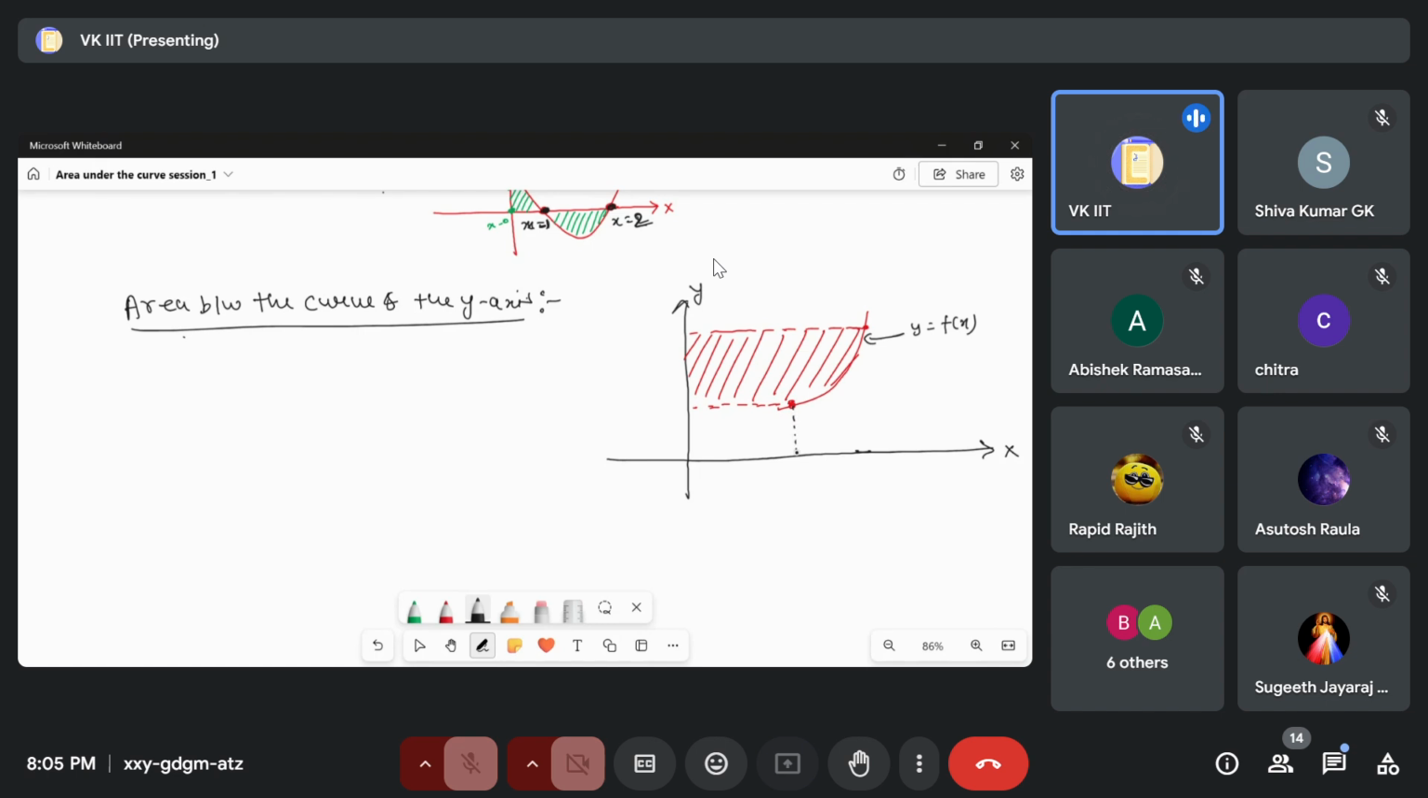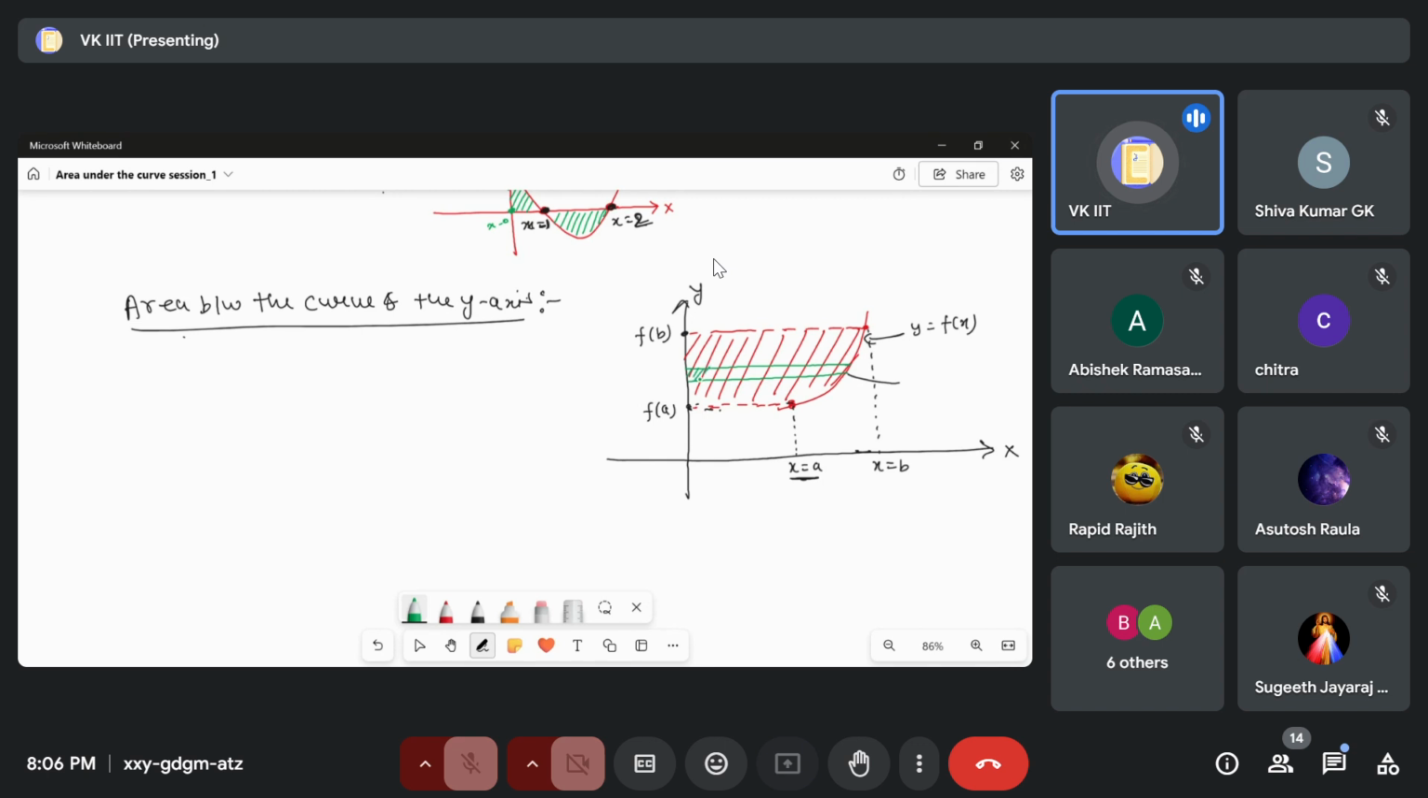Let's say at this point the x limit was a, and the x limit is b for this other point. If it is y equal to f(x), then at x equal to a, what is the value of the function? You will get f(a), and at this point you will get f(b), isn't it? Now this time we have to consider the horizontal strip. Let's say we are taking this.